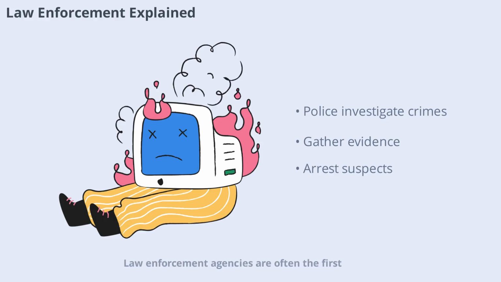Law enforcement agencies are often the first contact people have with the criminal justice system. Police officers, detectives, and other officials investigate crimes, gather evidence, and arrest suspects. Their work is crucial in keeping communities safe and ensuring that those who break the law are held accountable. Law enforcement also plays a role in crime prevention through community outreach and education. Their actions set the stage for the rest of the criminal justice process.